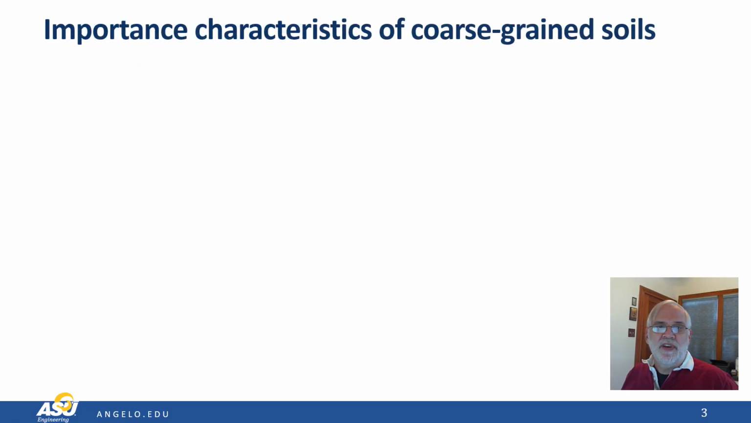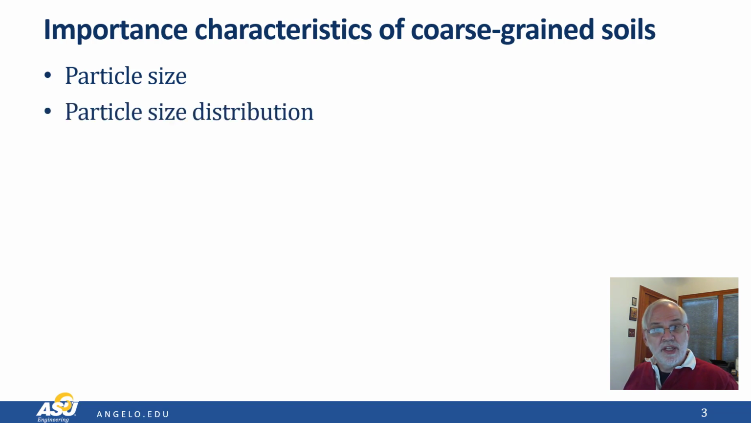Before we start the classification system, let's review the important characteristics of coarse-grained soils. The first is particle size, that is, the average particle size. This will tell us if the soil is a sand or a gravel. Next is the distribution of soil particles. This will tell us if the soil is very uniform in size or has a large distribution of different size particles. We'll use this to determine if the soil is well or poorly graded.